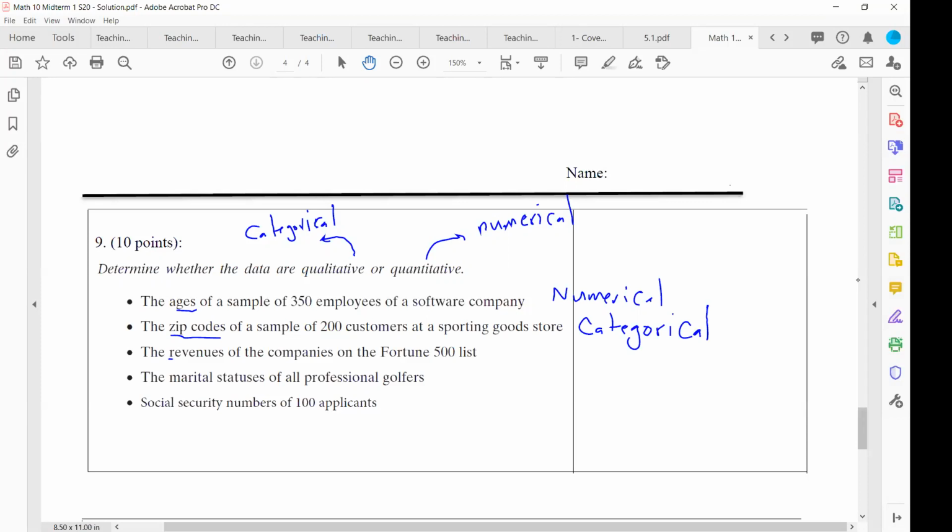Then you have revenues. Of course, you can find the typical revenue, numerical. The marital status, married, single, and so on, categorical. And finally, social security numbers. Again, even though these are numbers, there is no meaningful algebraic operation between social security numbers. So it is categorical.